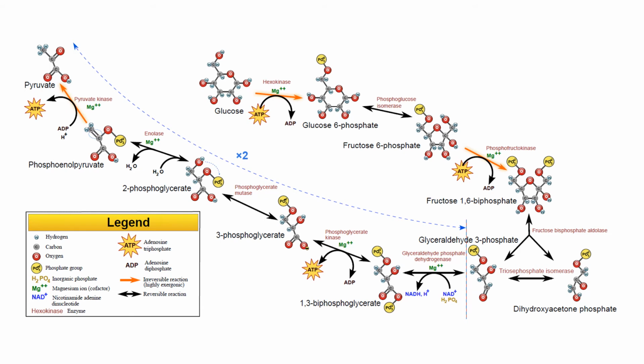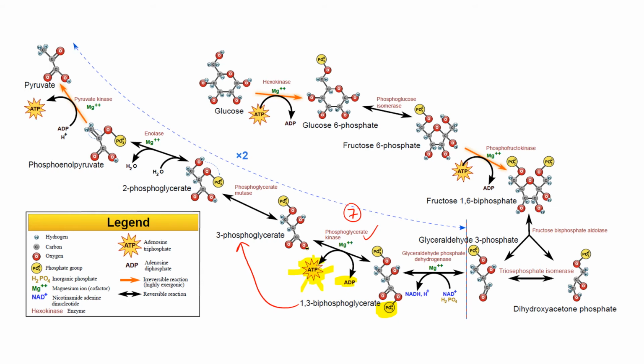Okay, step 7. In this step, 1,3-biphosphoglycerate is converted to 3-phosphoglycerate by the enzyme phosphoglycerate kinase. This reaction involves a loss of a phosphate group from the starting material, and then the phosphate is transferred to a molecule of ADP. Thus will yield our first molecule of ATP.